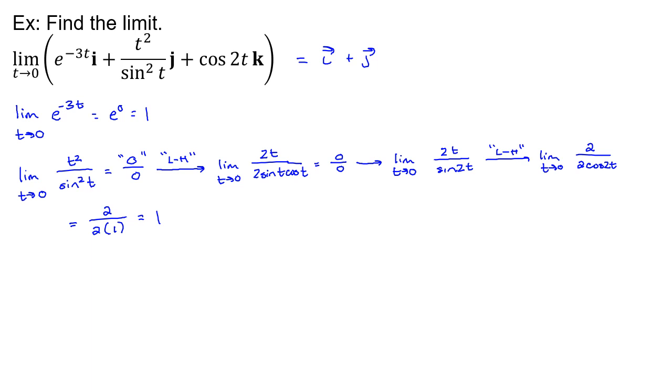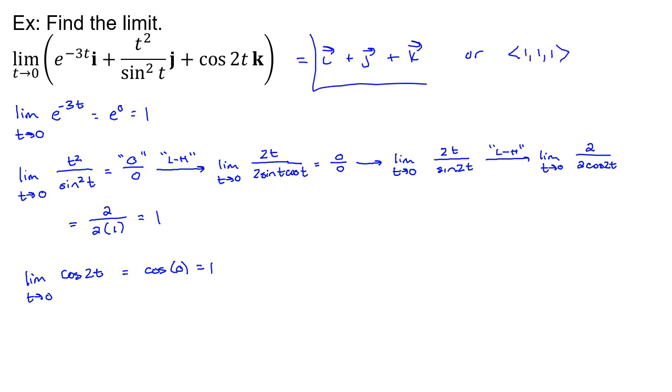And last but not least, you're now going to do the limit as t approaches 0 of the double angle of cosine. If you plug 0 into that, you just get the cosine of 0, which is 1. So a very nice coincidence here that all 3 components were 1s. There are 2 ways you can write this. You can either leave it in ijk form and your answer is i plus j plus k, or if you're like me, I prefer component form. So your answer would be 1, 1, 1. WebAssign will accept either one, I believe, and on a test, especially the final exam, I would accept either one as well. So this is your limit.